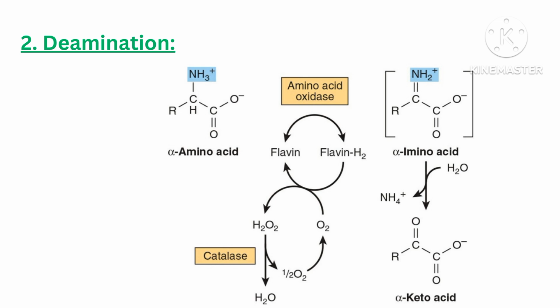Second step is deamination, which involves removal of an amino group from an amino acid, forming ammonia. Its types are oxidative deamination, catalyzed by glutamate dehydrogenase. Non-oxidative deamination occurs in serine and threonine. Here the amino group is removed from alanine.